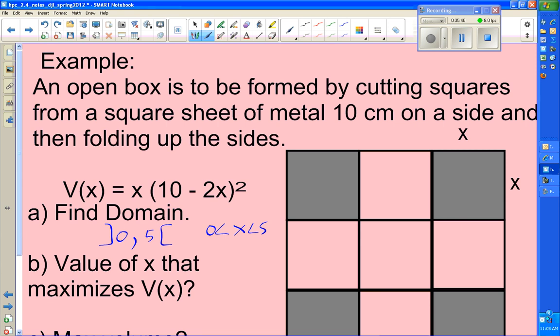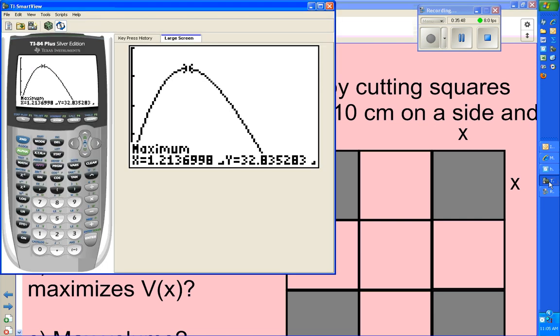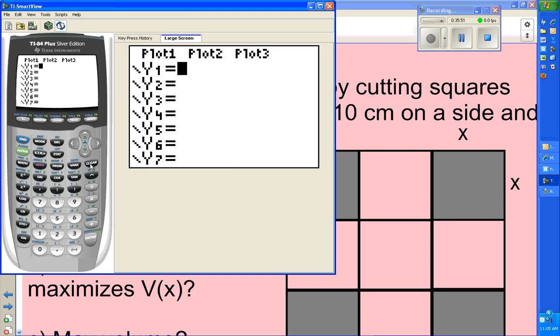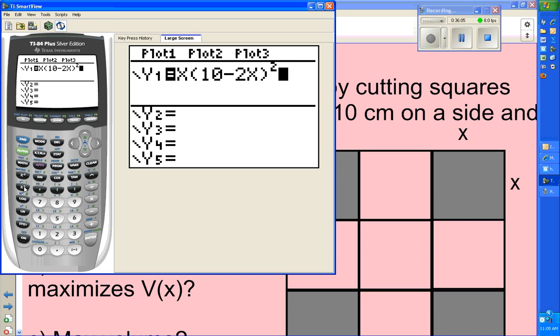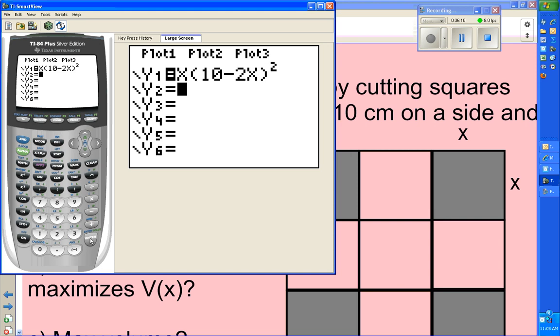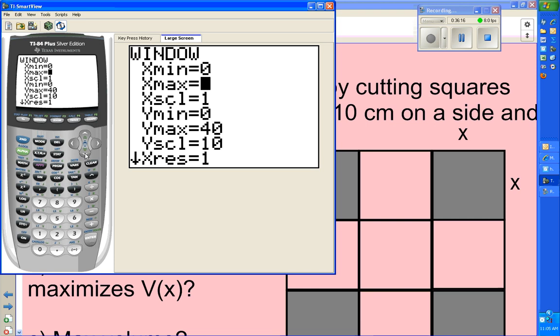So we have x times 10 minus 2x squared, and we want to go from 0 to 5. So if we go to our graphing calculator, we're going to have x times 10 minus 2x, squared. Okay, x times 10 minus 2x squared. If we graph that, I have to change my window. I'm going to go from 0 to 6, and I have no idea how high this needs to be.